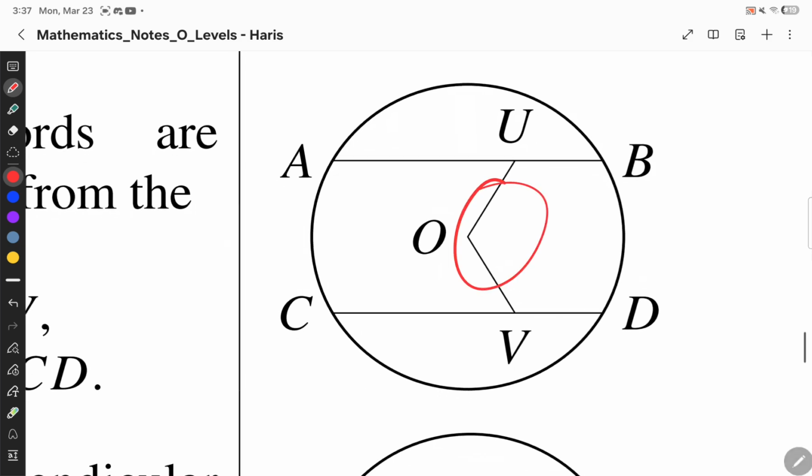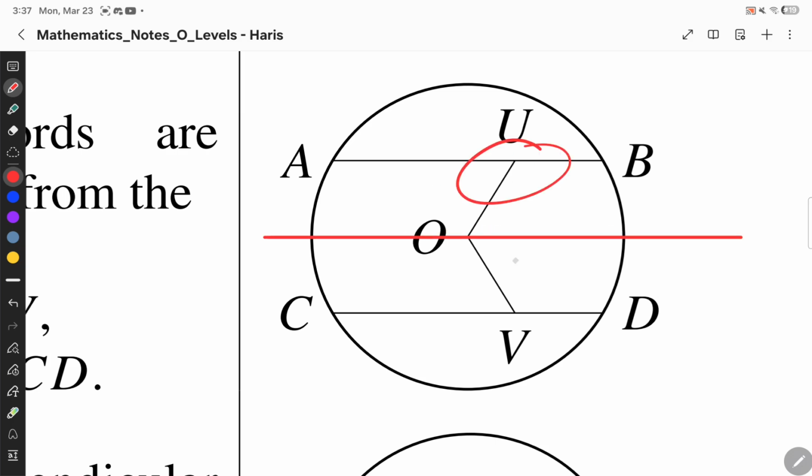If we have these two line segments OU and OV, and we are sure that these are equal, then we know that the chords AB and CD must be equal as well. Why? Because let's say that this segment is literally copied over by just drawing a symmetry line. If you draw a line of symmetry through here, then you will see that indeed this is true.